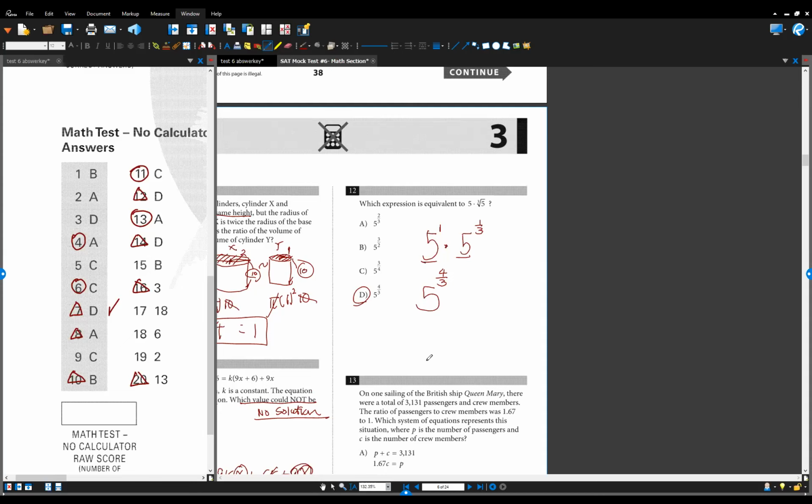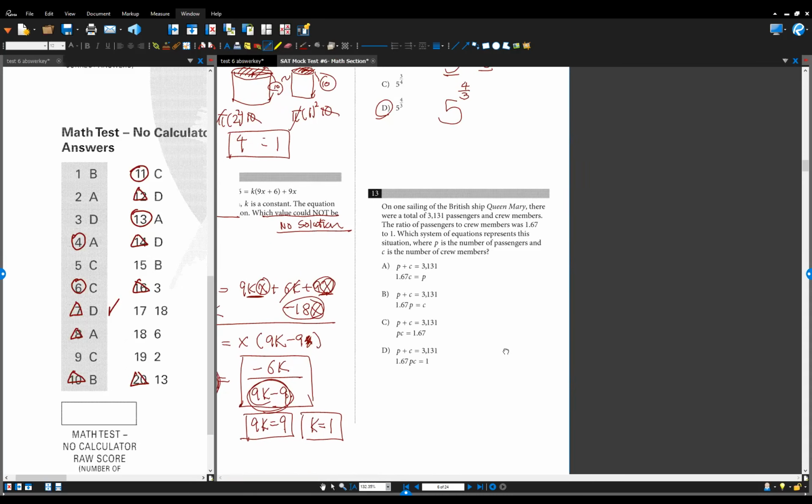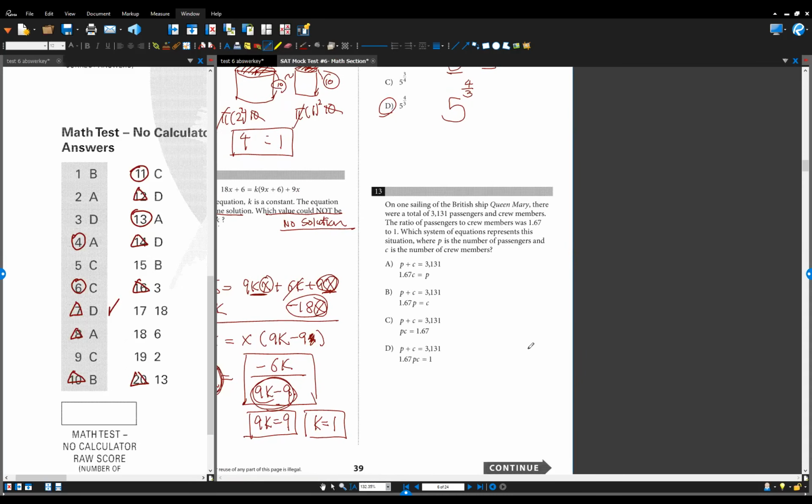Any questions on here? Any question? It's okay, all right. Okay, the next one: sailing the British ship Queen Mary, there were a total of 31 passengers and crew members, total, right? The ratio of passengers to crew members was what? 1.67 to 1. That's it. Total is how much? 31, 31.